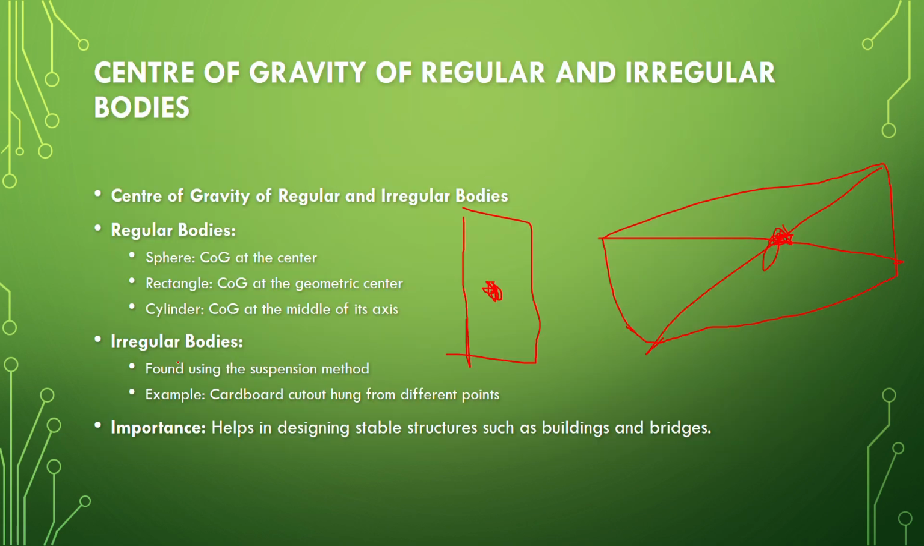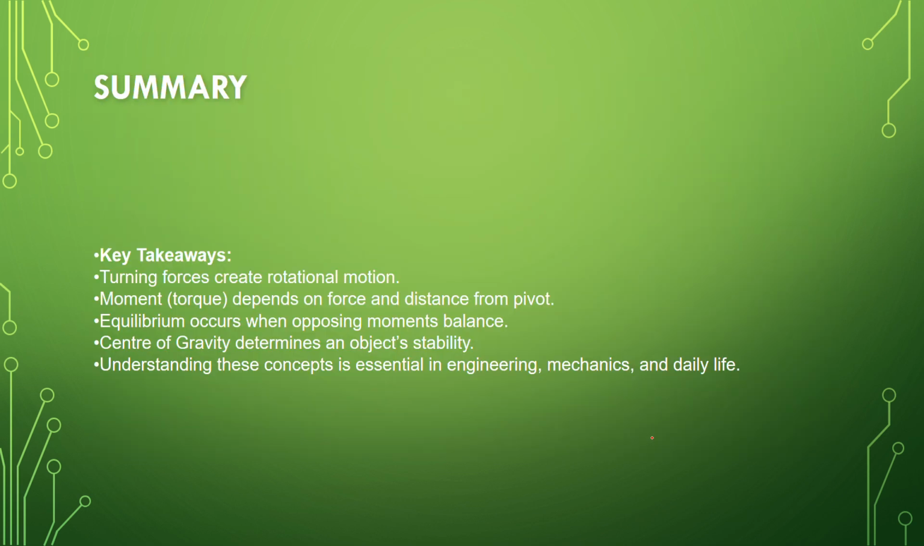Okay, next. Example, a cardboard cutout hung from different points helps in designing stable structures like buildings and bridges. Okay, summary, and now I'm gonna end the video. Key takeaways: turning force creates rotational motion, moment or torque depends on force and distance from the pivot, equilibrium occurs when opposing moments balance, center of gravity determines an object's stability. Understanding these concepts is essential in engineering, mechanics and daily life.